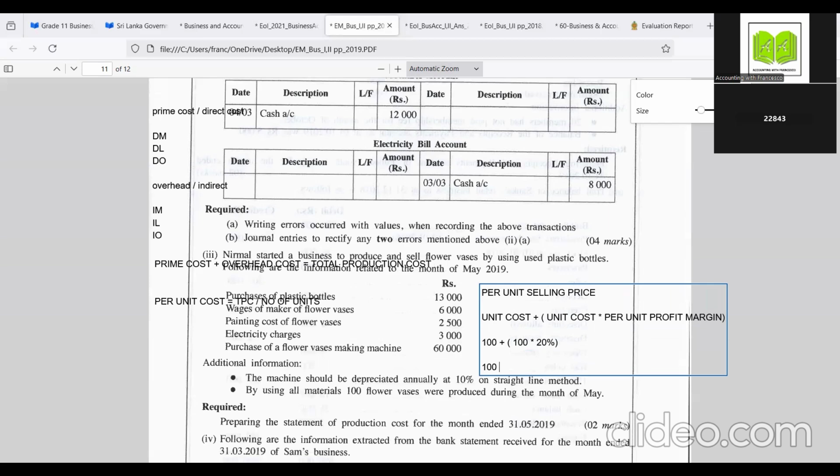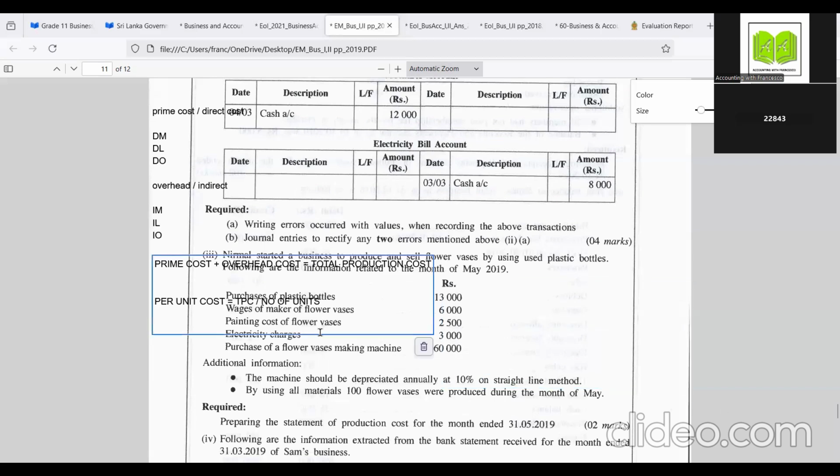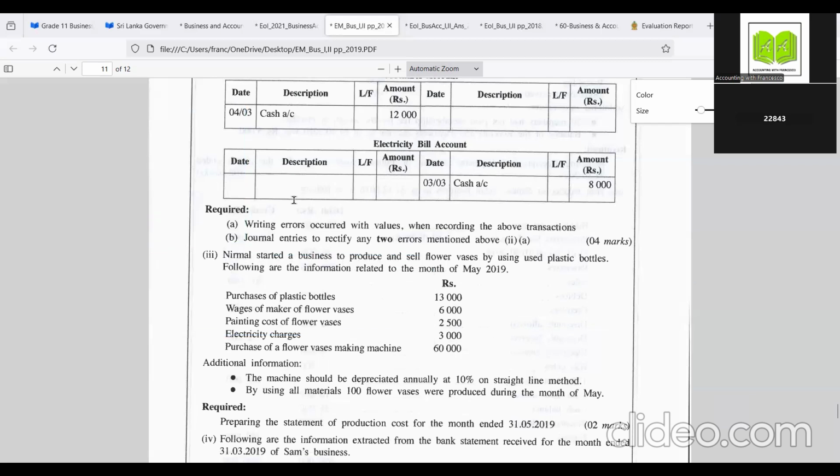So how to solve this? 100 plus 100 into 20%, it is 120 rupees. So I recommend you, there are three examples in the grade 11 textbook, right? With this equation, please redo those as well, right? Okay. So this is just a recap, and even before the exam, watch this and go. It will help you, right?